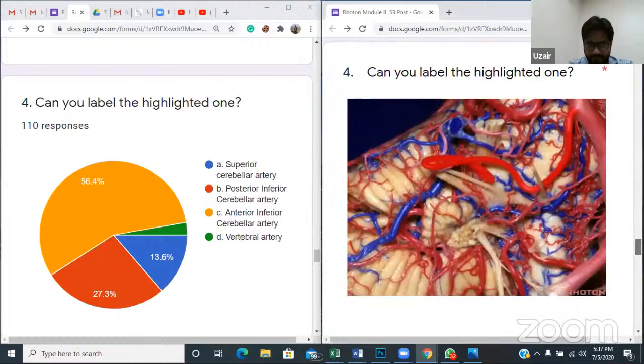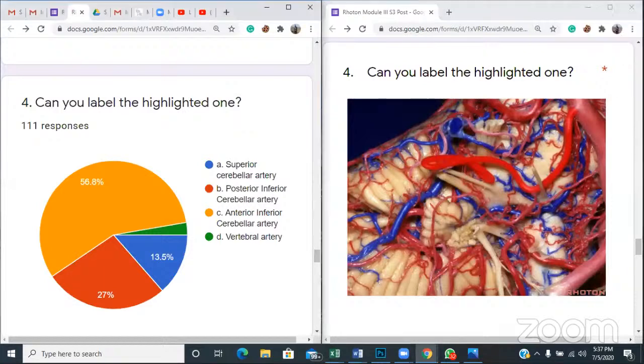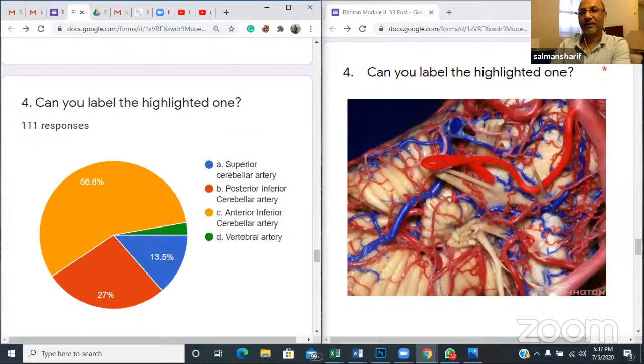Imad? Hello, Imad, can you hear me? Yes, we can see both of them on right and left. I'm sure you can see as well. Yes, sir. Okay, so can you label the highlighted one?